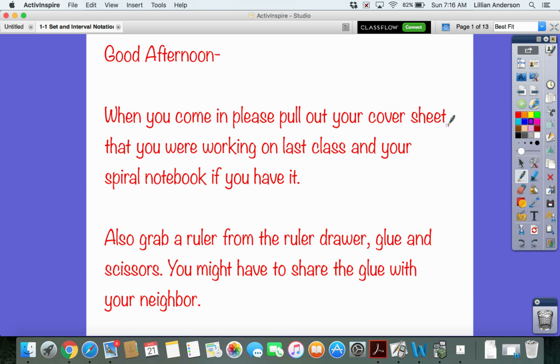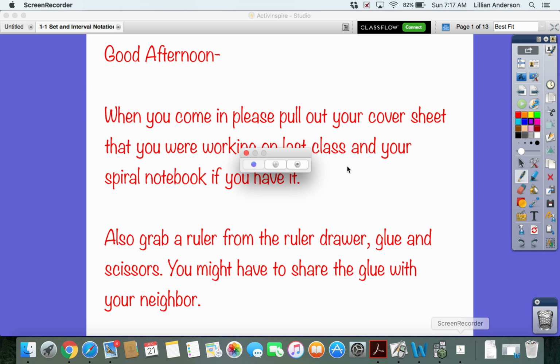Today, when you came in, I wanted you to pull out your cover sheet that we were working on in last class and your spiral notebook if you have it. I also want you to grab a ruler from the ruler drawer, as well as glue and scissors, because we're going to be setting up our interactive notebooks today. I might not have enough glue for everybody, so you might have to share with your neighbor. Okay, so everybody go ahead and get that, and we'll get started.